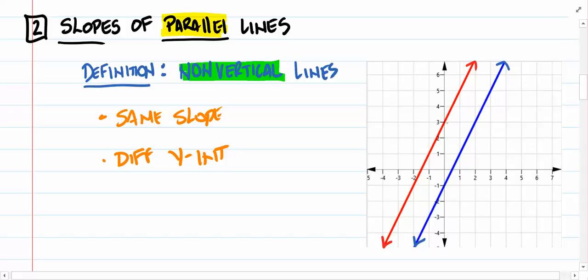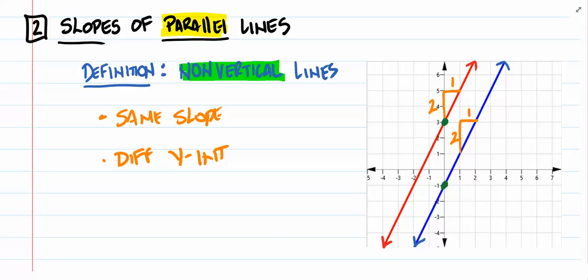So here's what they're saying. The slope of this line is up 2 and over 1, and the slope of this line is up 2 and over 1. So therefore, they are parallel because they have the same slope. But notice that they definitely have different y-intercepts. The y-intercept of the red line is up at 3, and the y-intercept of the blue line is down at 1. So for non-vertical parallel lines, their slopes will be the same, but their y-intercepts will be different.